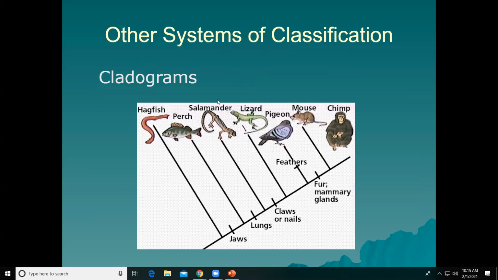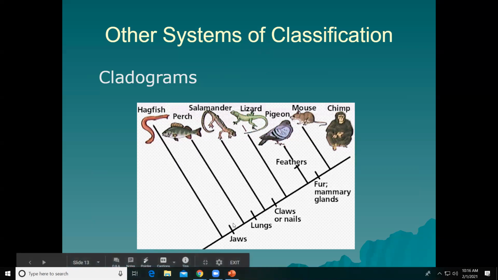Another system we're going to be looking at is what we call a cladogram. Cladograms show the same thing, but they also show the branching, or what the differences are. If we start down at the very bottom, that shows the earliest in time. When we get to our first branch, we have the hagfish. The hagfish does not have jaws. They basically just have an open mouth with some crazy teeth that are kind of freaky to look at.